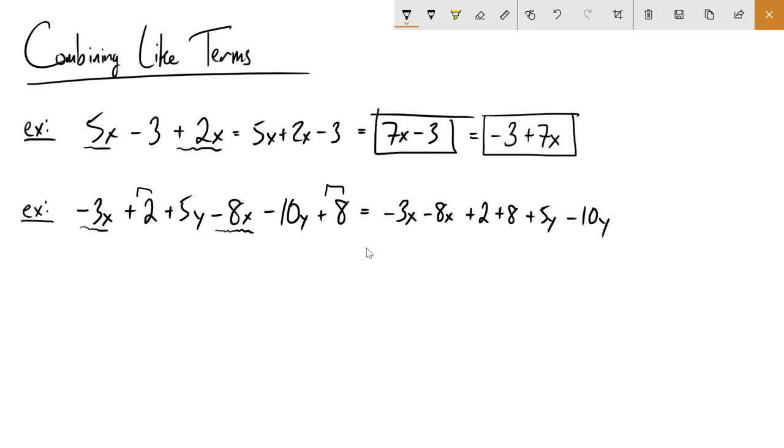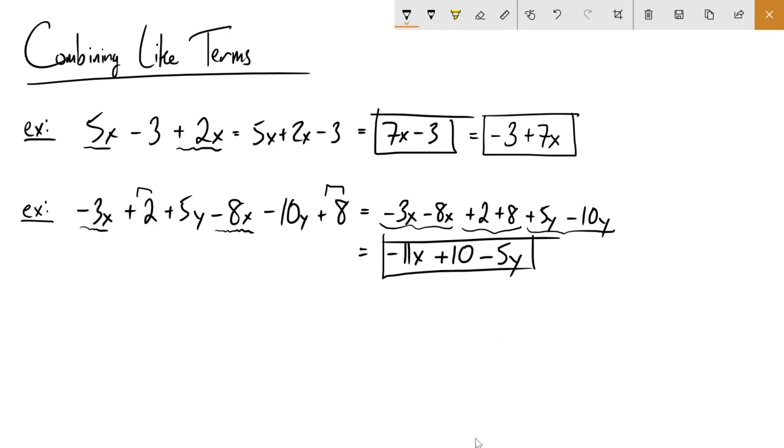Okay. So then here we could combine our x terms. If you have a minus 3x and you take away 8, where's that going to take you? It takes you more negative. So this would be negative 11x, right? What about here? If I have a plus 2 plus 8 plus 10, and if I have a plus 5y minus 10y, so I start with 5 and I take away 10, where do I go? Negative 5y. So this would be your answer.